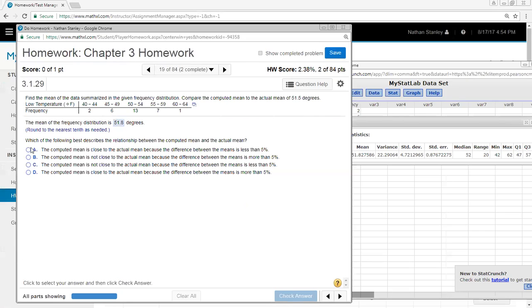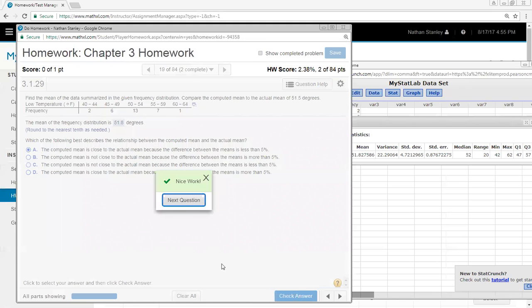Okay? So the computed mean is close to the actual mean because the difference between the means, which was a difference of 0.3, was only 0.5825%. It's much less than 5%. So that should be the correct answer, A.